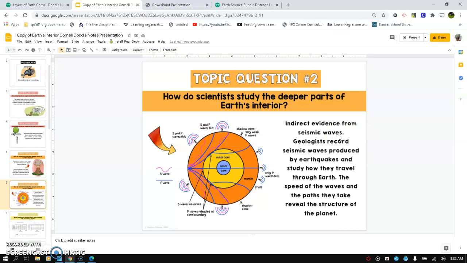Now, we'll discuss what those things occurring on the crust were in a future lesson, but they're actually going to talk about it a little bit here. Okay? So geologists record seismic waves produced by earthquakes and study how they travel through the Earth. The speed of the waves and the paths they take reveal the structure of the planet. Okay?